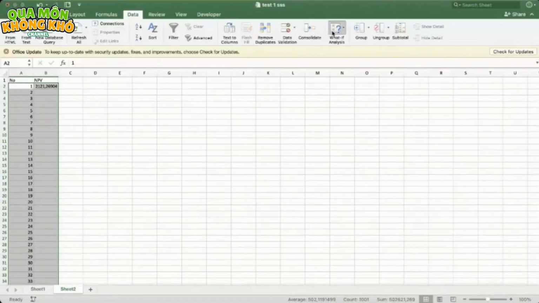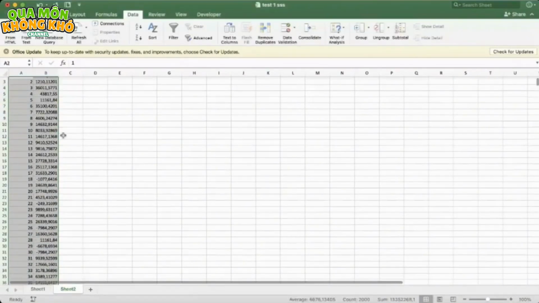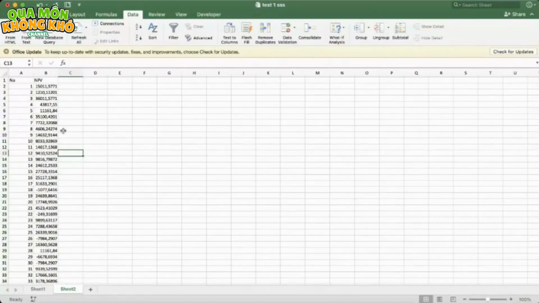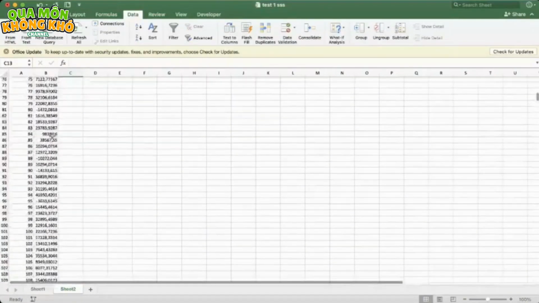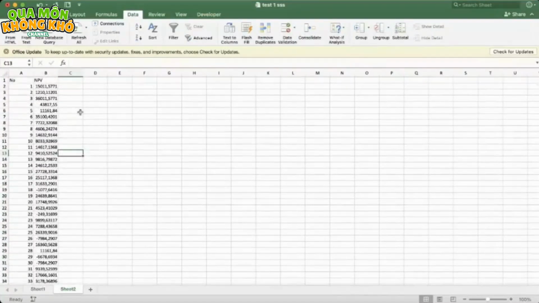And we move to What-If Analysis, Data Table here. In this column input cell, we choose randomly a column we want to try like this. And you see, from this I can get 1,000 steps of NBV values I want to test. And this is the value of 1,000 NBV values from my 1,000 tests.